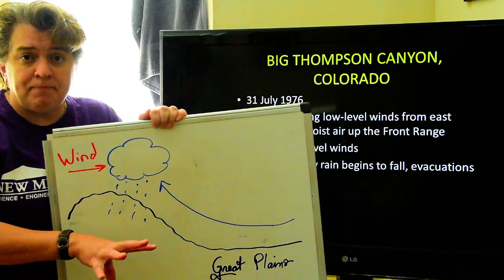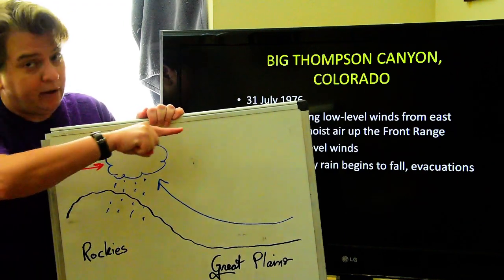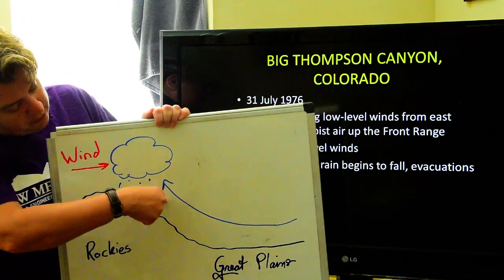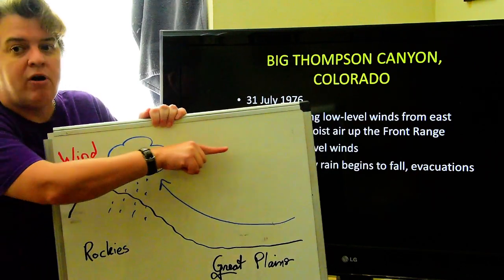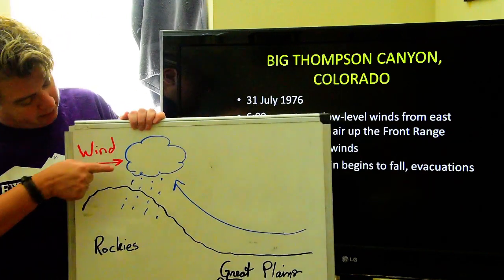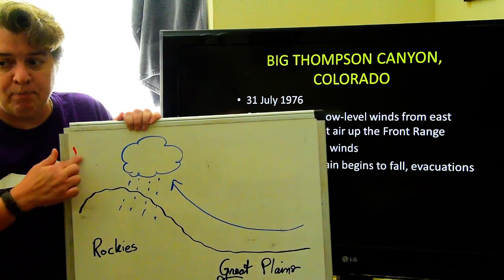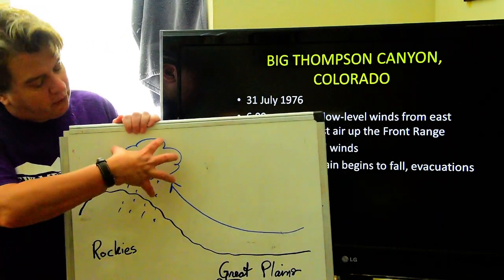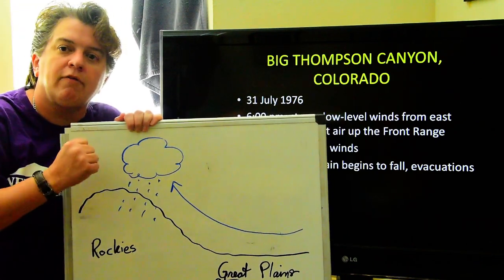Now, normally, you have upper level winds that are strong and blowing to the east. So what usually happens in Colorado is this rainstorm builds up here, but then these winds push it out over the Great Plains. What happened back in 1976, these upper level winds were not blowing.